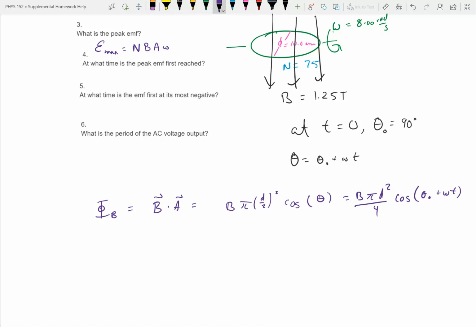And so the induced EMF is equal to minus n times the derivative of magnetic flux with respect to time, equals minus n, and then I have B pi d squared over 4. Those are all constants. What's the derivative of cosine? Derivative of cosine is minus sine. Is that right? Yeah, I think so. And you have to use the chain rule, which is going to bring out an omega.